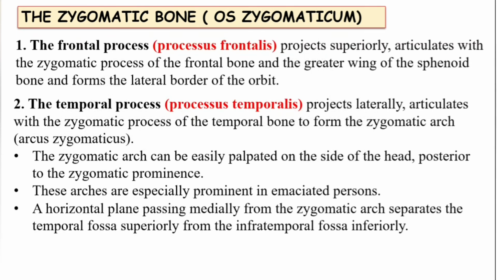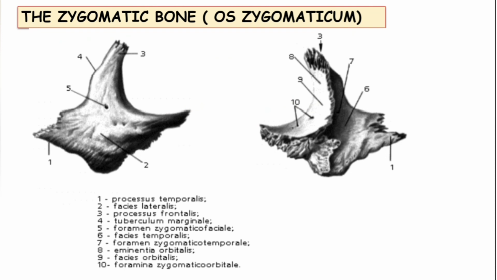The zygomatic arch can be easily palpated on the side of the head, posterior to the zygomatic prominence. These arches are especially prominent in emaciated persons. A horizontal plane passing medially from the zygomatic arch separates the temporal fossa superiorly from the infratemporal fossa inferiorly. We will talk more about this in the skull as a whole. It's going to be a long video. So I want to show you the processes again. The frontal process, the temporal process.